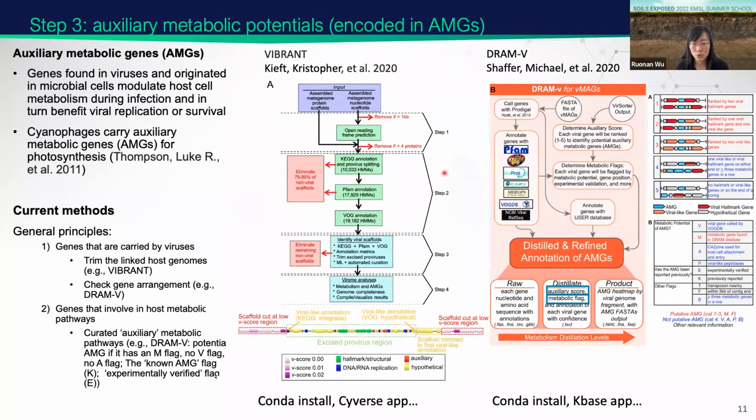Both of these tools are really nice for identifying AMGs and also really easy to install with Conda. And they're also available at either CyVerse or KBase as apps.